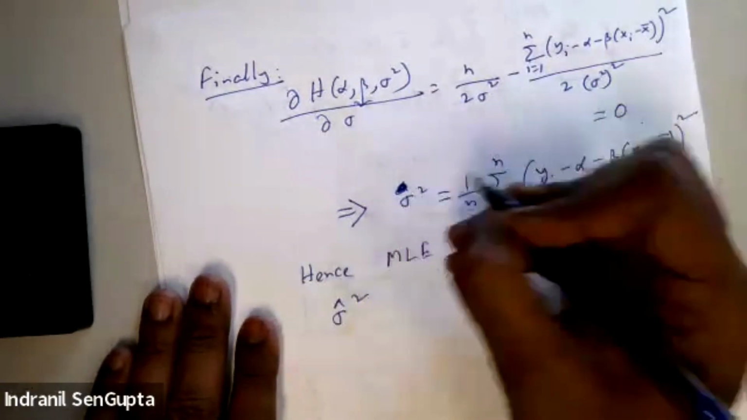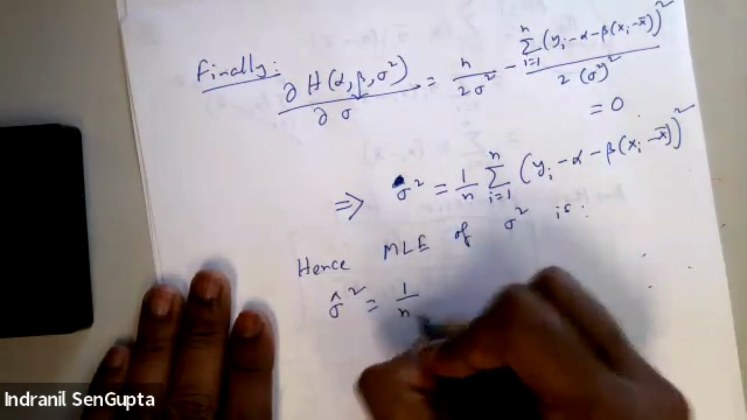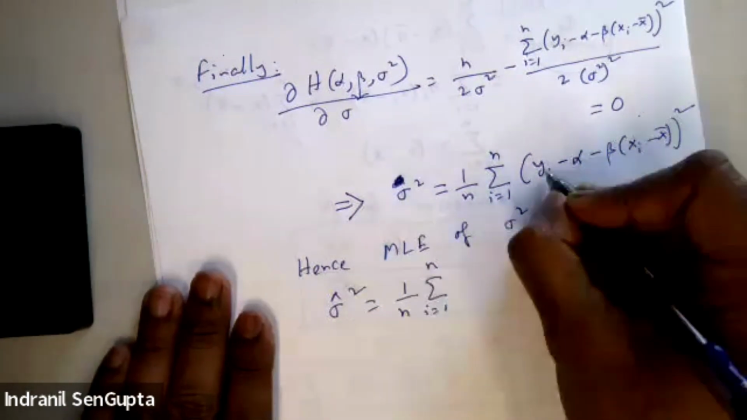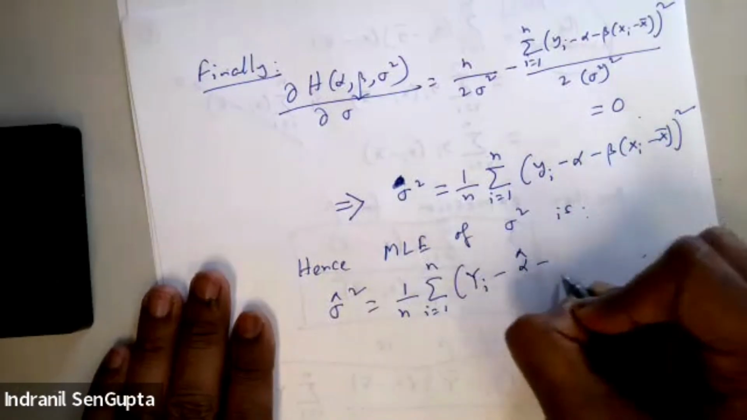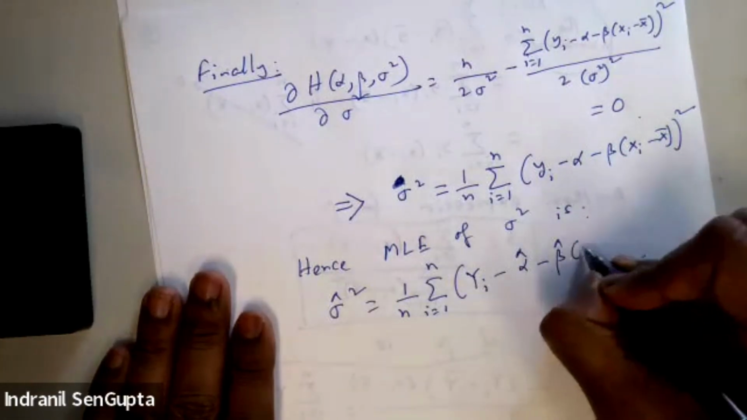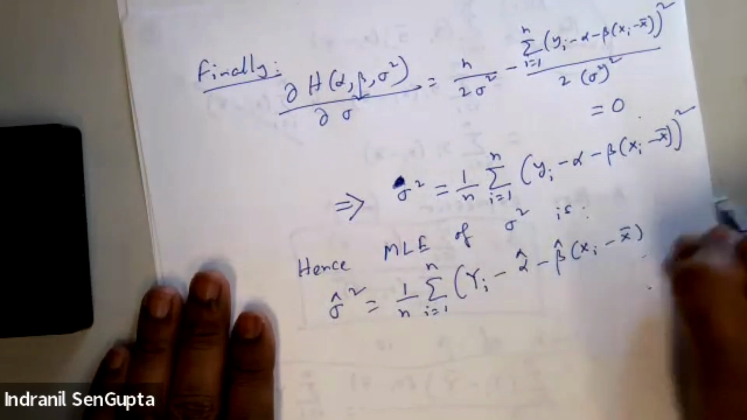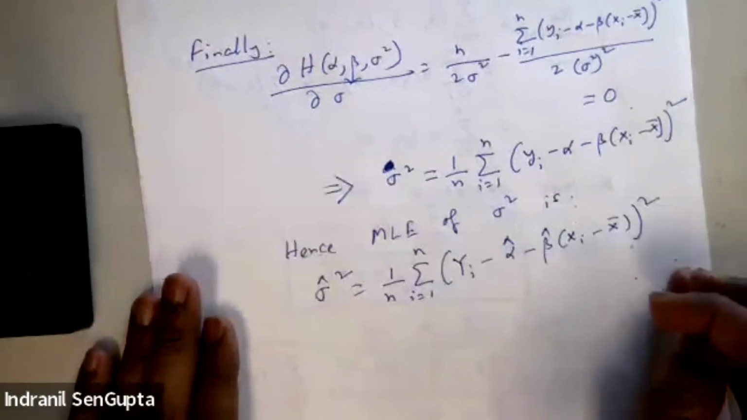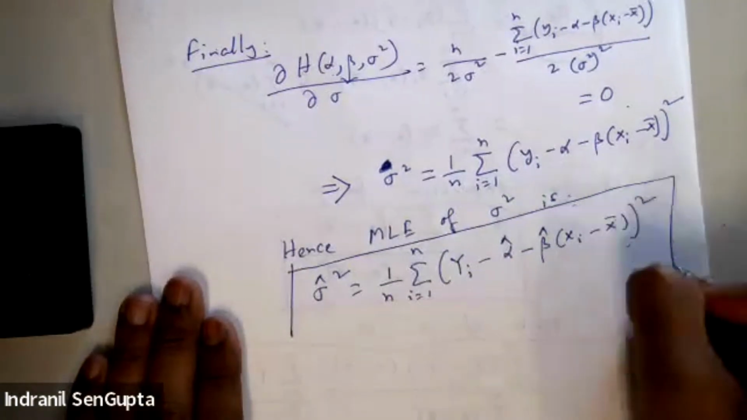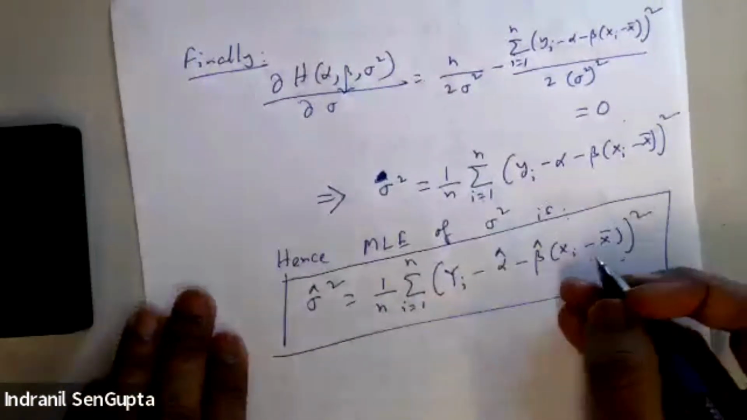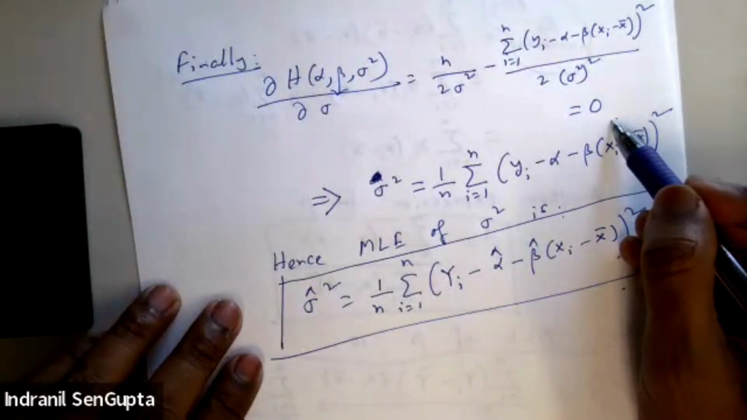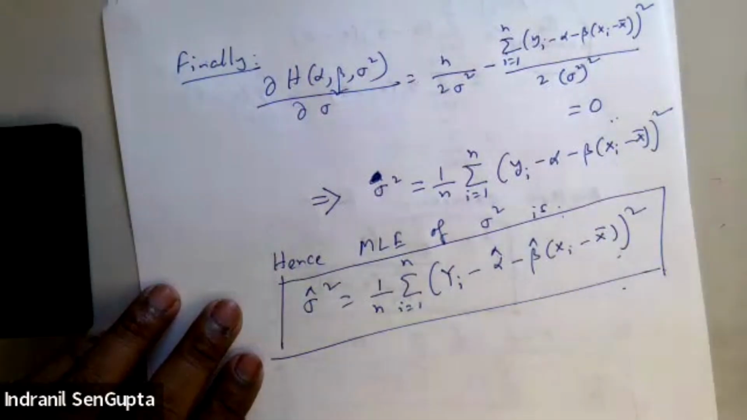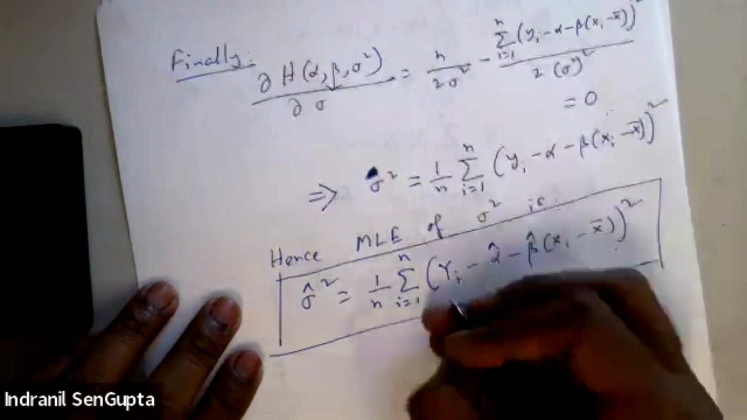sigma hat squared, where I'm replacing everything by hat, so this becomes a random variable yi, this becomes alpha hat minus beta hat xi minus x bar squared. So this is the maximum likelihood estimator for sigma squared. Of course, we can check that. Yeah. So this is actually the minimizer. So we can check that.